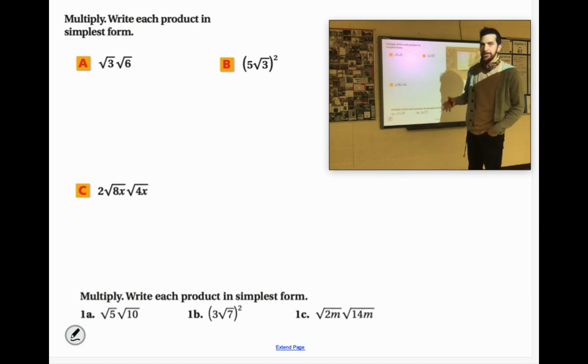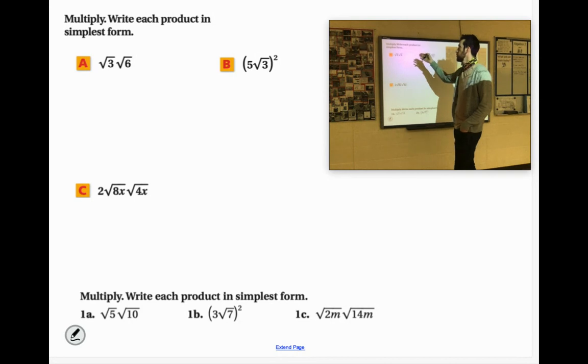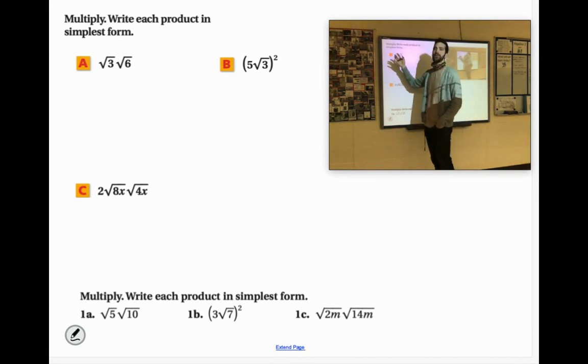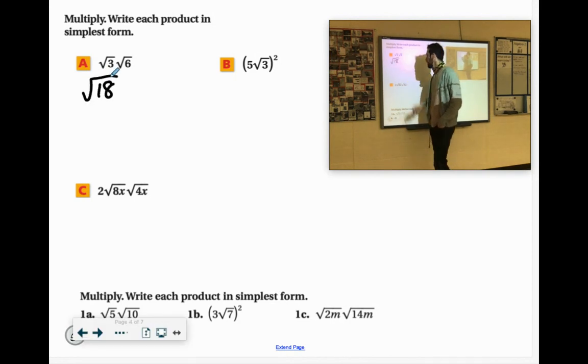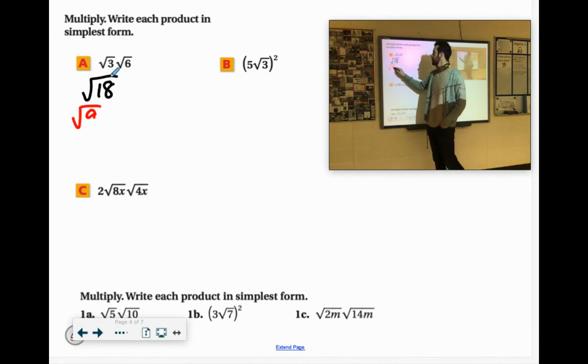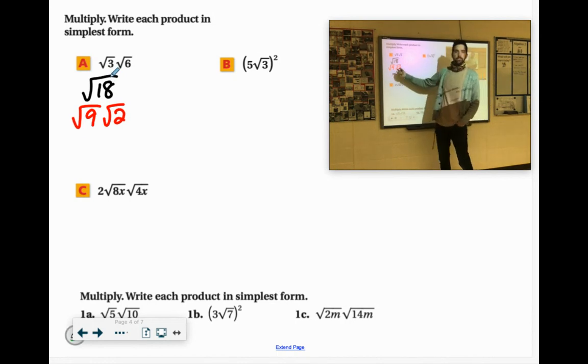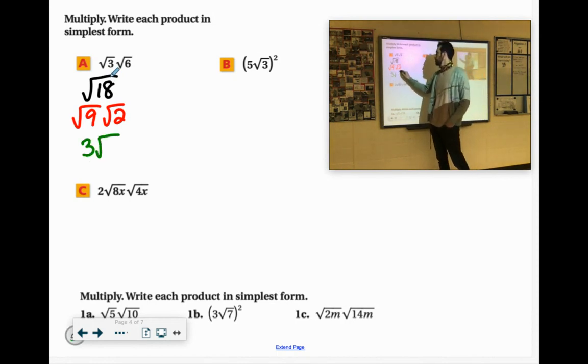Want to show you guys all the tricks I know. So if you are multiplying radicals, like root 3 times root 6, sure, you could multiply them together and get root 18. And then you could be like, oh, well, 18 is root 9 times root 2. And then the square root of 9 would be 3. So 3 root 2. That totally works.